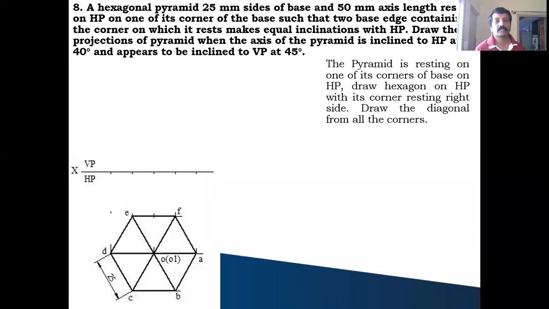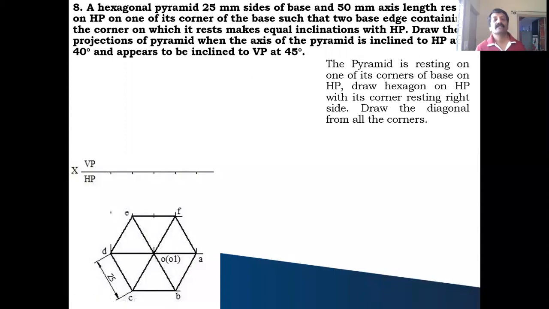In this example, what is given is a hexagonal pyramid of 25 millimeter base side and axis 60 millimeter length, resting on HP on one of its base corners, such that the two base edges containing the corner on which it rests make equal inclination with HP. Draw the projection of the pyramid when the axis of the pyramid is inclined to HP at 40 degrees and appears to be inclined to VP at 45 degrees.